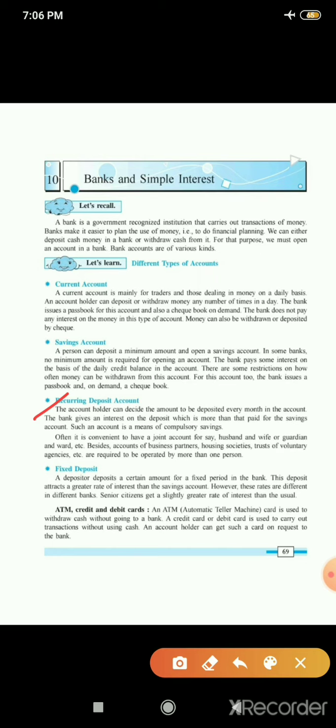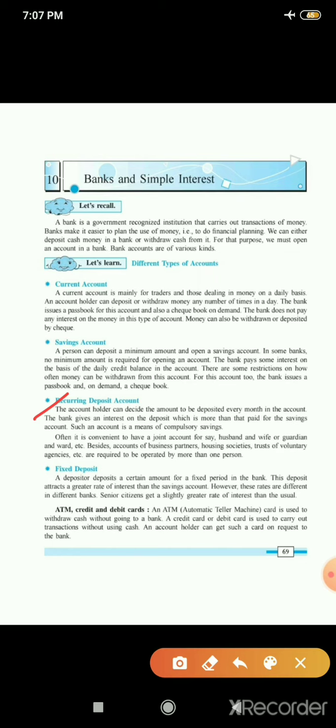Often it is convenient to have a joint account for, say, husband and wife or guardian and ward, etc. Besides, accounts of business partners, housing societies, trusts of voluntary agencies, etc. are required to be operated by more than one person.